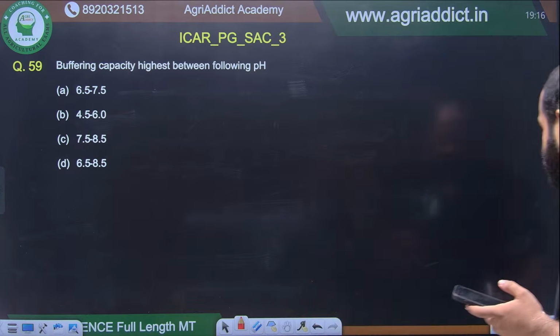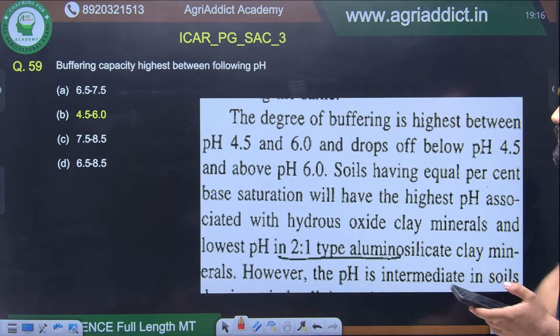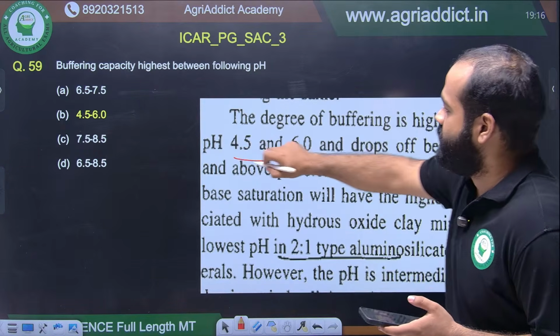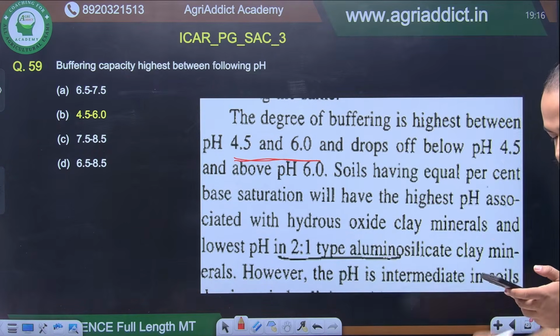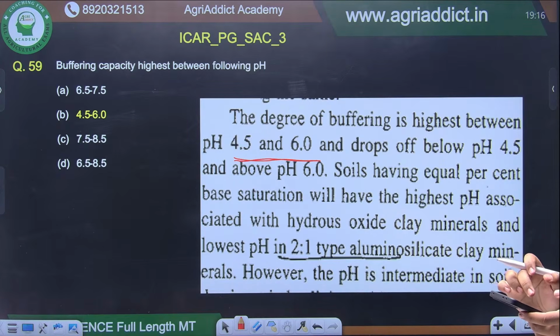So I know all of you know the answer of this, and the answer is 4.5 to 6. The buffering capacity is highest in that, right?